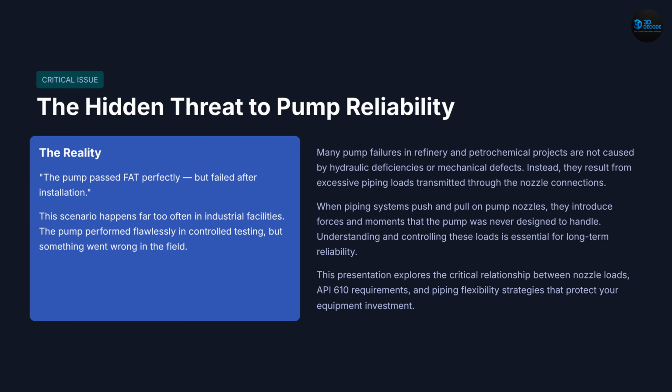Slide 1. The real problem. In many real projects, pumps fail not because of design issues, but because of external forces from piping. During factory testing, the pump operates without external loads. But in the field, piping pushes and pulls on the pump nozzles. These forces can damage the pump even if the design is perfect.